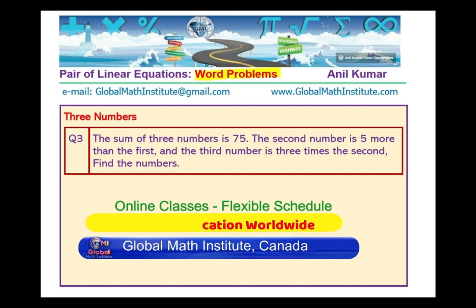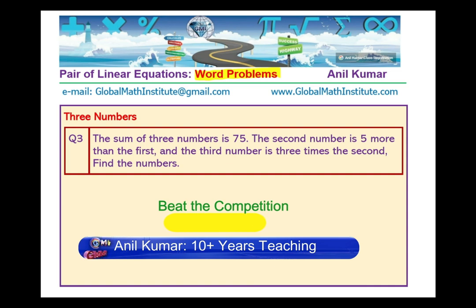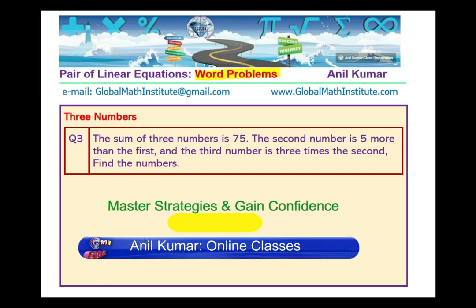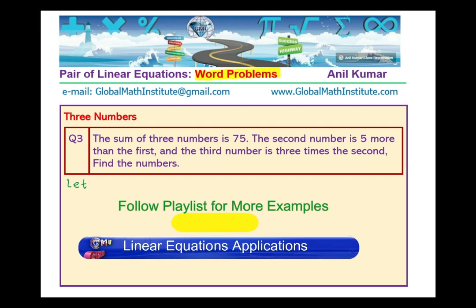The question before us is: the sum of three numbers is 75. The second number is 5 more than the first, and the third number is 3 times the second. Find the numbers. Let's try to understand how we solve such a question. So let's begin with the let statement. Let the numbers be A, B, and C.